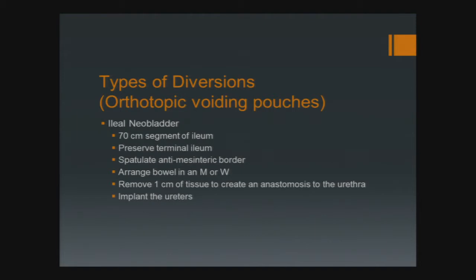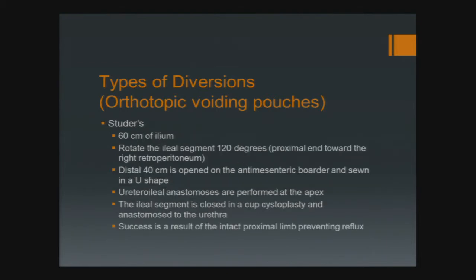So 70 centimeters of ileum is harvested. You preserve the TI, and we'll talk a little bit more about that, but B12 is obviously a consideration with that. Spatulate the antimesenteric border, arrange the bowel in an M or W, and suture the edges together. You take about 1 centimeter of tissue to allow the anastomosis to the ureter and reimplant the ureters.